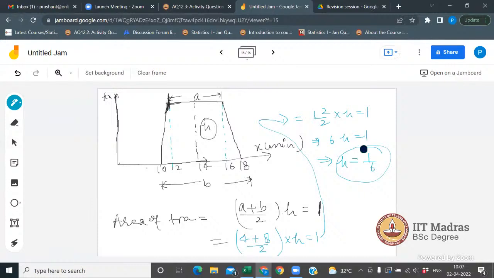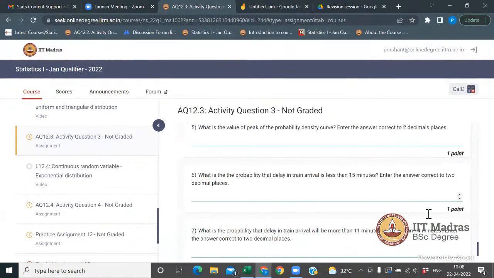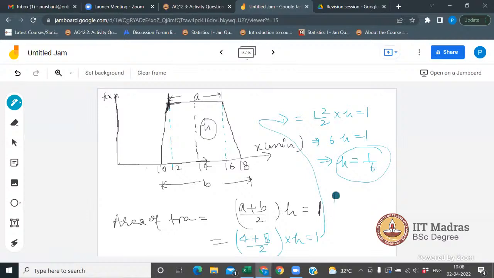Yes, clear? Now the next question: the probability that the delay in train arrival is less than 15 minutes. For less than 15 minutes, you have to calculate the area before this point. Suppose 15 is there. What will be A for 15? It will be 3. You have to find only from 10 to this region, this green part.